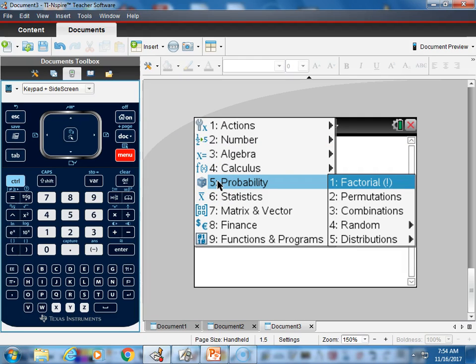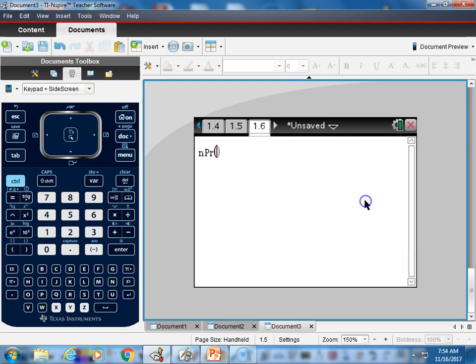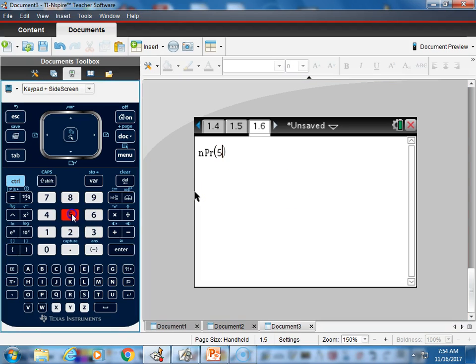Okay, so you can just type it on your calculator, but you can also go through the menu. If you go to Menu, Probability, Permutations, it comes up with nPr. You can just type that if you want to. But I'm going to put 5, 3.